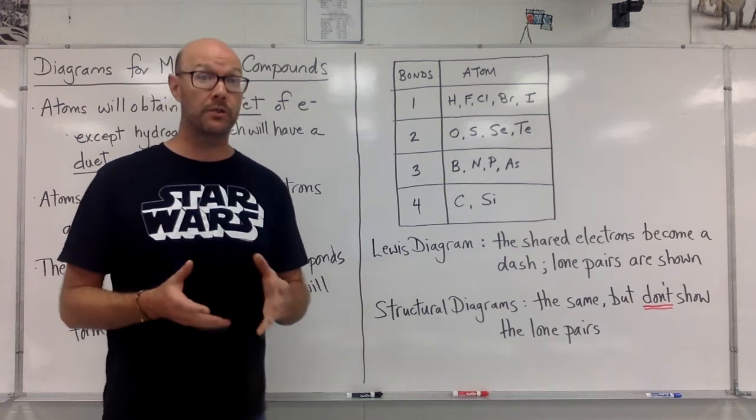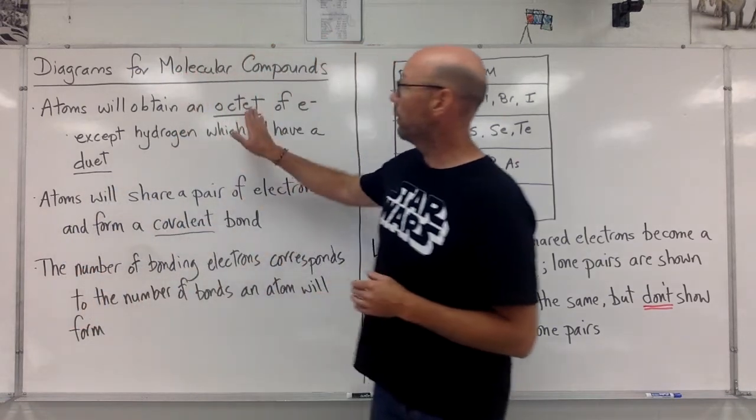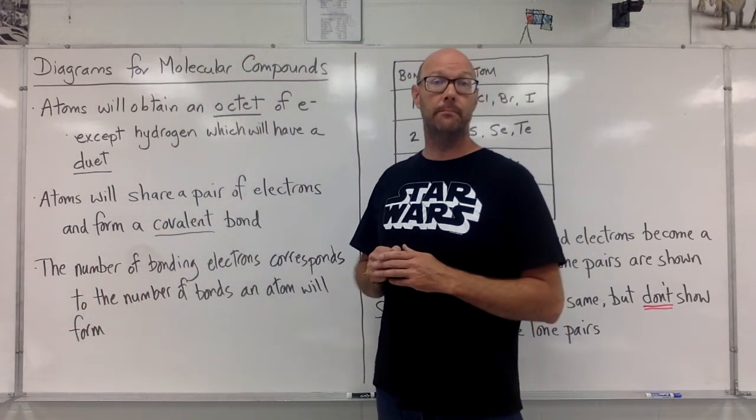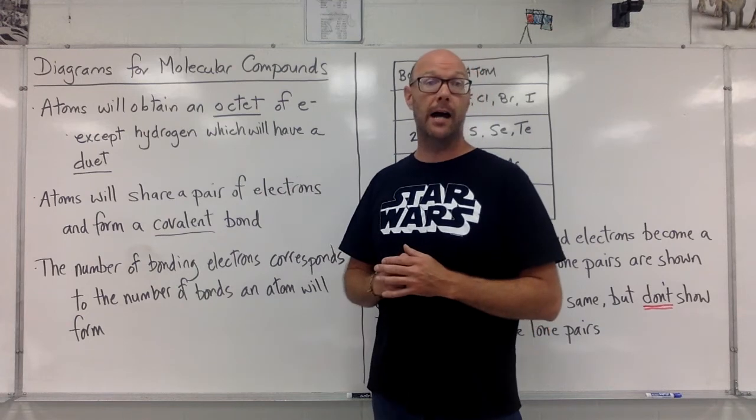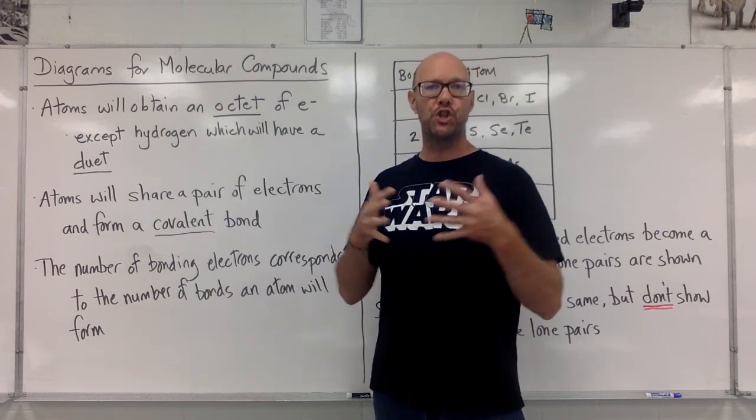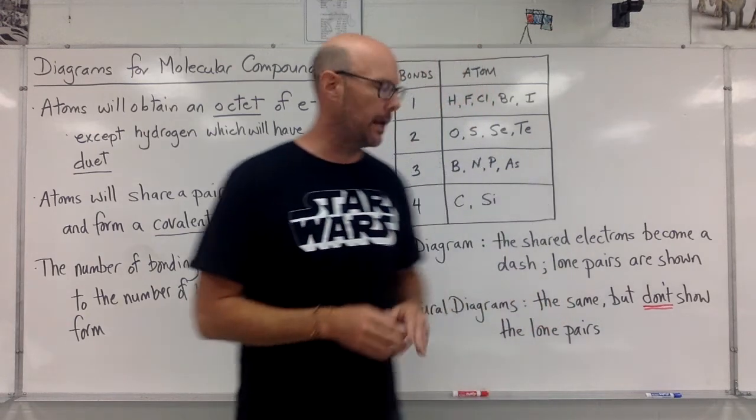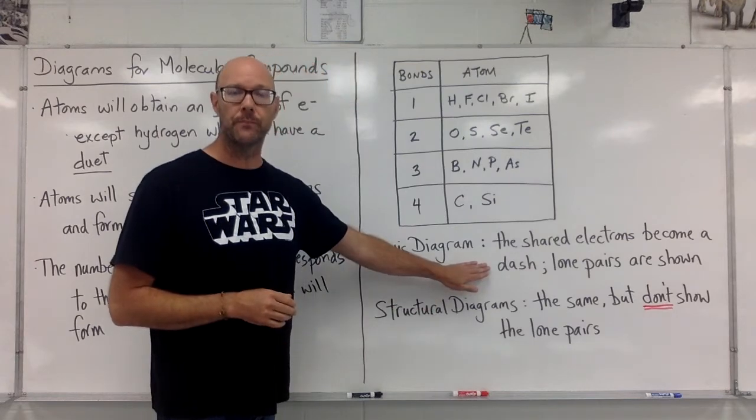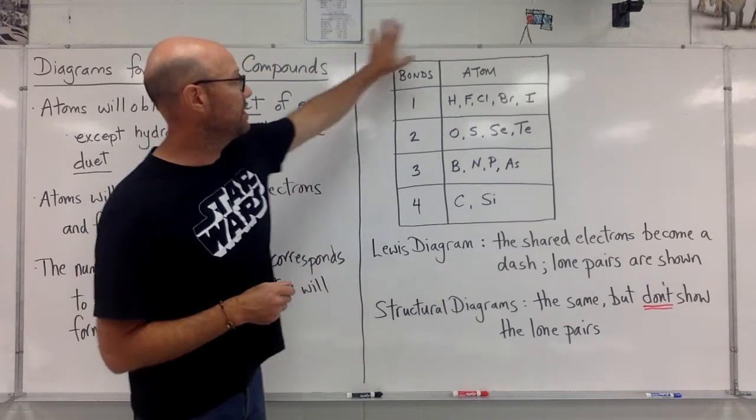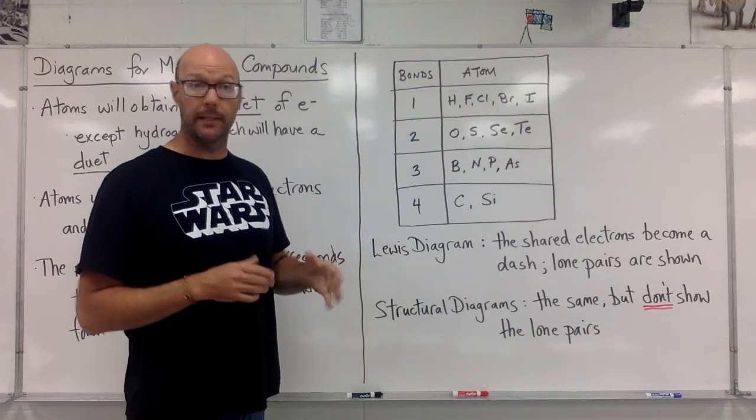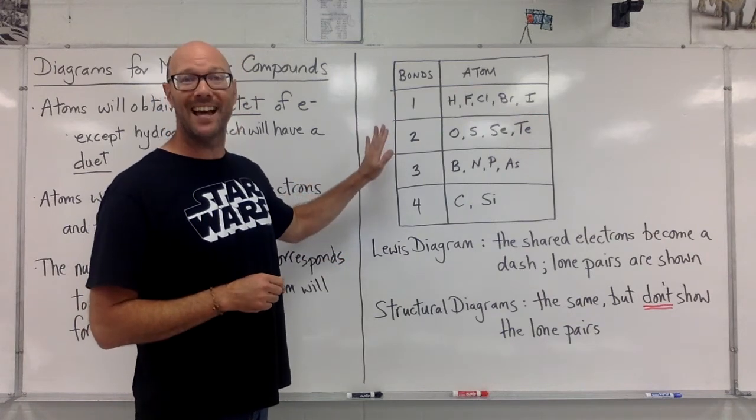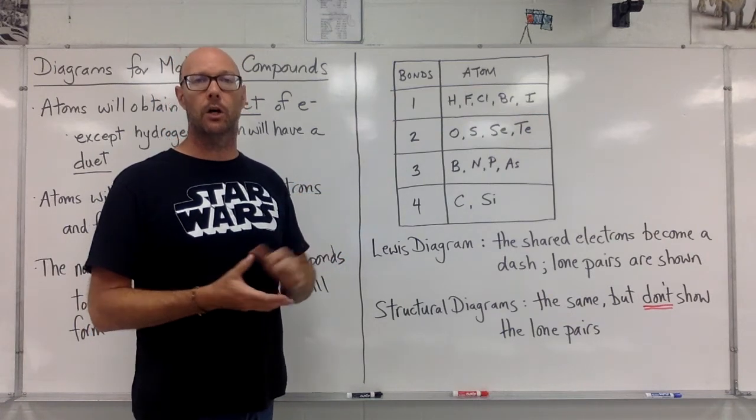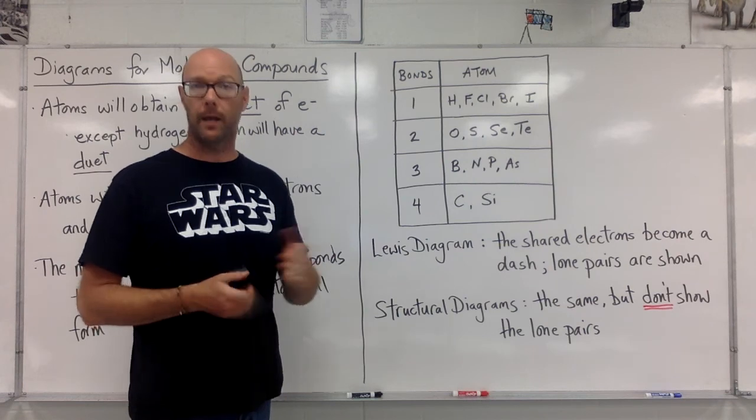As we work through those examples, keep in mind we're always going to be on the lookout for an octet and a duet for hydrogen. The places where we're sharing electrons are going to get replaced with dashes. And our double check is this table. Ultimately, if this table right here is satisfied, we know that we've made a correct diagram. And I hope that helps.